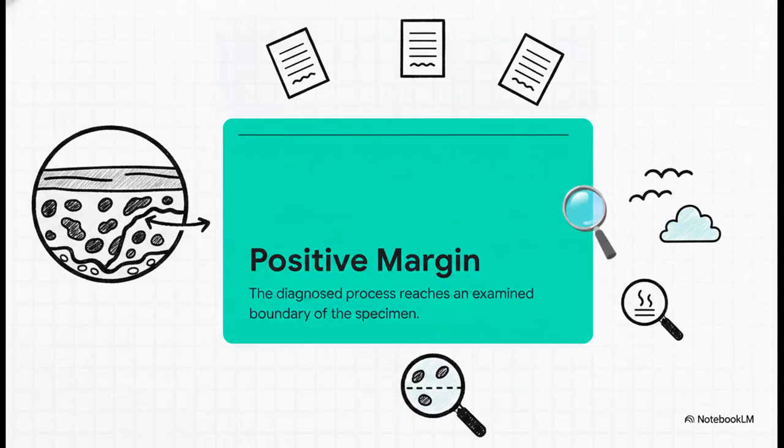Because a biopsy is just a sample, you might spot the phrase positive margin, transected, or involved margin on your report. If you see that, take a deep breath, okay? It simply means that whatever they diagnosed reaches the very edge of the tiny sample they took. On a diagnostic biopsy, where the goal is just to identify the lesion, not to remove the whole thing, this is incredibly common. It definitely does not mean the biopsy failed or was done incorrectly.